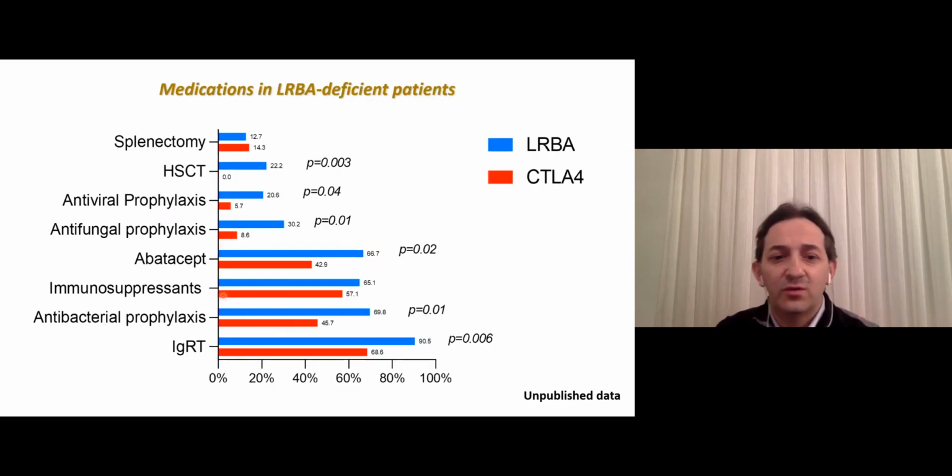And these are the medications used in our cohort. The majority of patients received immunoglobulin replacement therapy, and also prophylaxis, especially for bacterial strains, as well as antiviral and fungal prophylaxis. The majority of patients received immunosuppressants, also abatacept to control the immune dysregulation manifestations. In LRBA deficient patients, we also have 14 patients who underwent transplantation, and splenectomy in some patients. And this treatment was higher in LRBA deficiency compared to CTLA4 haploinsufficiency.